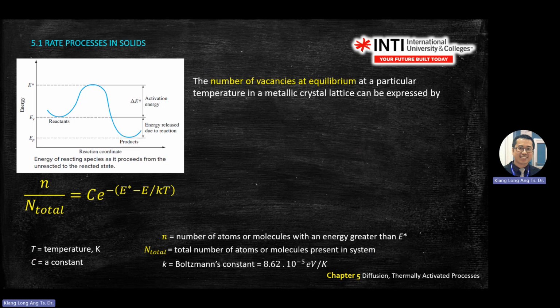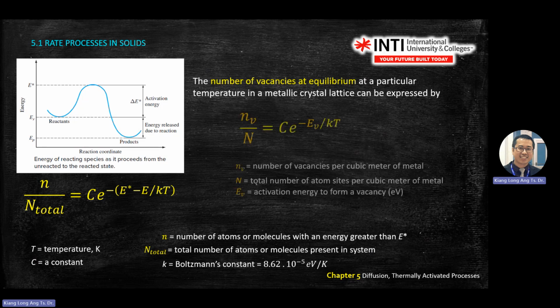So here we look at the number of vacancies at equilibrium. Just now you saw how the hole or defect moves if you have diffusion. So you compare side by side the equation to calculate vacancies and the equation for the probability of a molecule or atom with energy greater than E star. You compare side by side, actually they are almost the same.